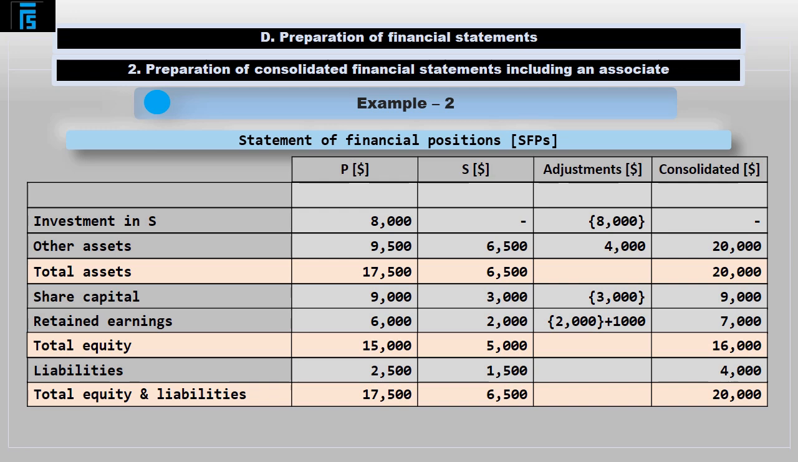Summing the entries in the PS and adjustments columns, we have no goodwill, no investment in S, other assets of 9.5 plus 6.5 plus 4,000, giving a consolidated total of €20,000, which also corresponds to total assets. Consolidated share capital is once again equal to €9,000, but retained earnings comprise the €6,000 coming from P, as well as the positive €1,000 adjustment to produce a total of €7,000 and a consolidated equity total of €16,000. Consolidated liabilities equal a further €4,000, bringing the total of equity and liabilities to €20,000.